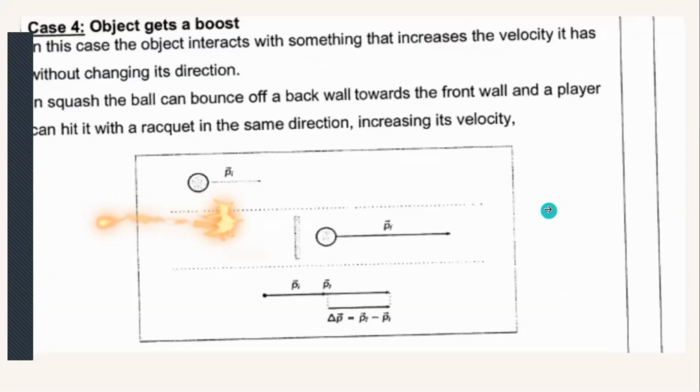Now, if the object gets a boost, so I don't know, it goes through a particle accelerator or something, something happens, and the object increases in speed. So once again, we have an initial velocity, then we have a final velocity that will be faster than the initial velocity. So there's still a change in momentum.